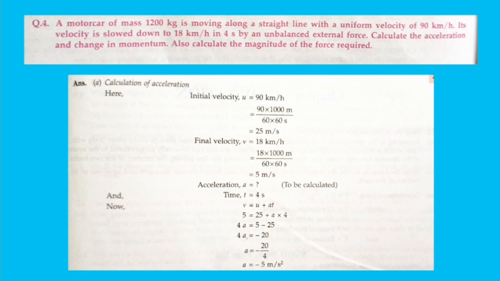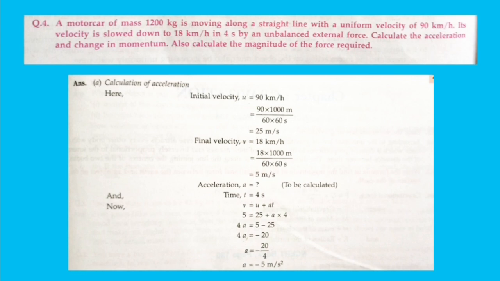First of all, let us understand the question. What is given here? Here there is a motor car of mass 1200 kg and it is moving in a straight line with a uniform velocity of 90 km per hour. But after some time it is slowed down to 18 km per hour in time 4 seconds, and this is done by an unbalanced external force. Here we are asked to calculate acceleration, change in momentum, and the magnitude of the force required. First of all, we will calculate the acceleration.